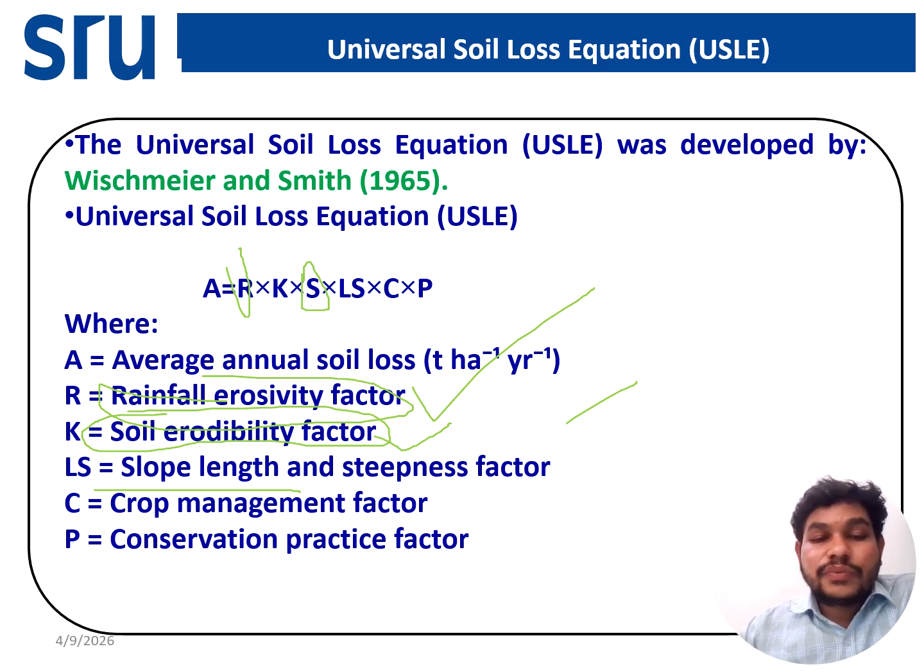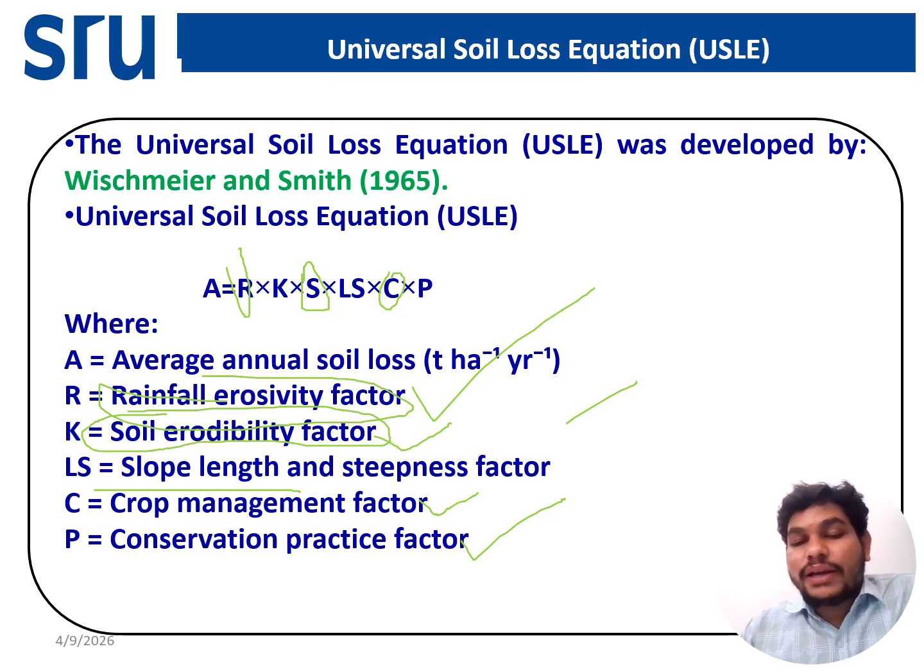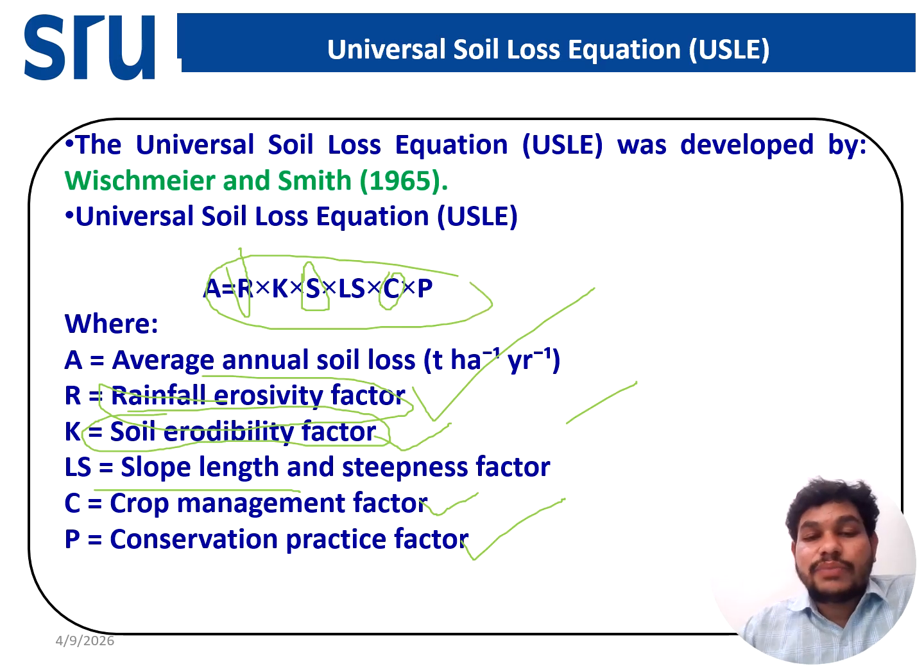And C is the crop management factor. What cropping system is there? What crops are there? Is there any crop cover? This factor will consider those. Then P is the conservation practice factor, in which we consider whether we are doing any mechanical practice or not. So this is an important equation, RKLSCP, given by Wischmeier and Smith, for water erosion.